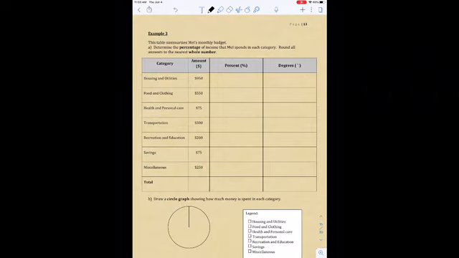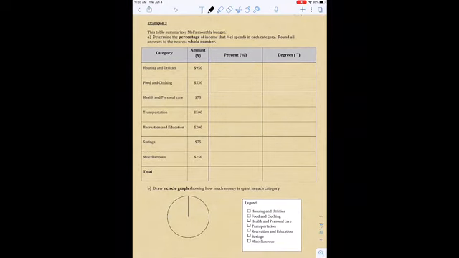All right then, for this next example, it says this table summarizes Mel's monthly budget. Determine the percentage of income that Mel spends in each category. Round all answers to the nearest whole number. So if we're looking at Mel's amounts here, again, we need a total. So we're going to total up his column of all of his different expenses. And we need that so we can find a percentage of what he's spending in each.